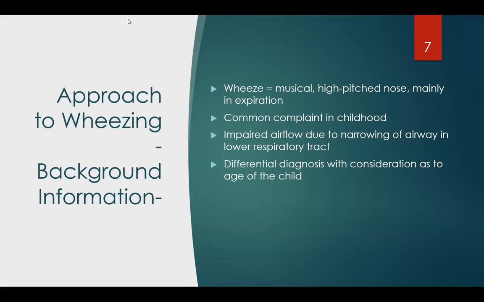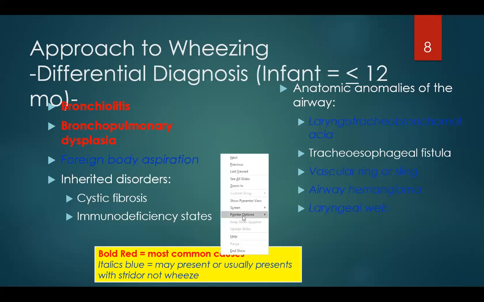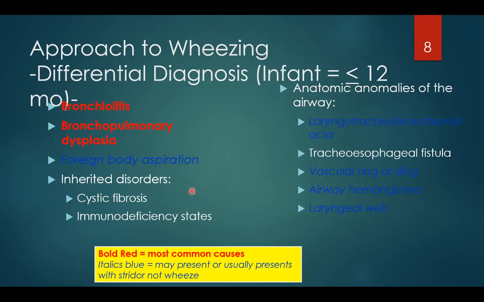So I would say, definitely infectious process, increased sputum production, acute bronchitis, bronchiolitis, epiglottitis, all your itises, right? Asthma, especially with pediatric patients. So there's an approach to wheezing. The differential diagnoses for the infant less than 12 months are here. Your big bolded causes are the most common. Anytime I bold something, I would probably want to remember that, particularly if I'm a student.